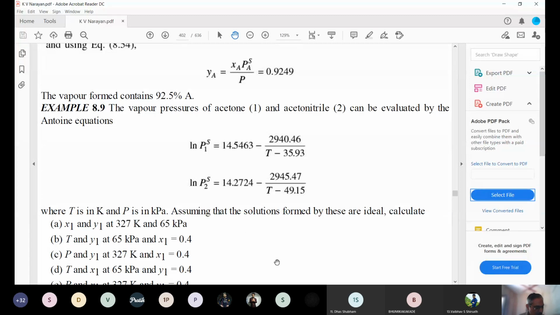Can you do that? Because this is trial and error. Trial can be wrong also, right? Trial assumption can be wrong also. So we have to really take a wrong assumption and see where we go. Then you will understand the process better rather than just following what the book has done. Okay? So calculate P1s and P2s at 325 Kelvin.